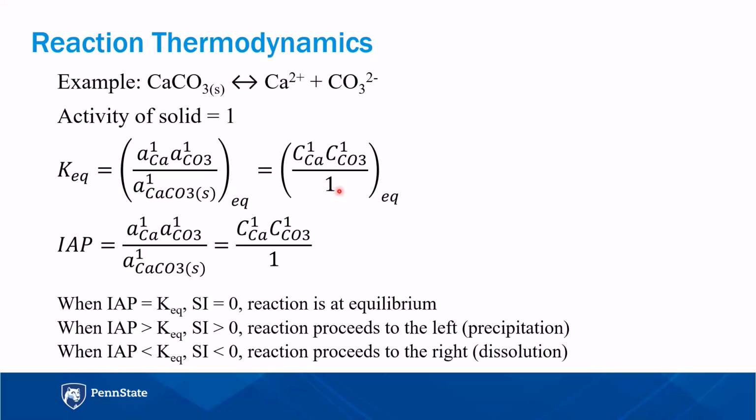The expressions for KEQ and IAP for this reaction are pretty simple, just the concentration of calcium ions multiplied by the concentration of carbonate ions. Again, we can tell if the reaction is at equilibrium if the IAP and KEQ values are equal. If IAP is greater than KEQ, the reaction proceeds to the left, or through precipitation in this example. And if IAP is less than KEQ, the reaction proceeds to the right, or by dissolution in this example.